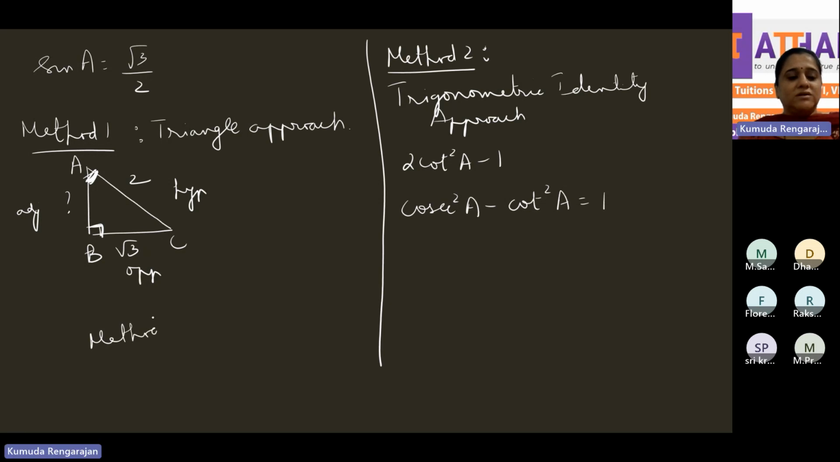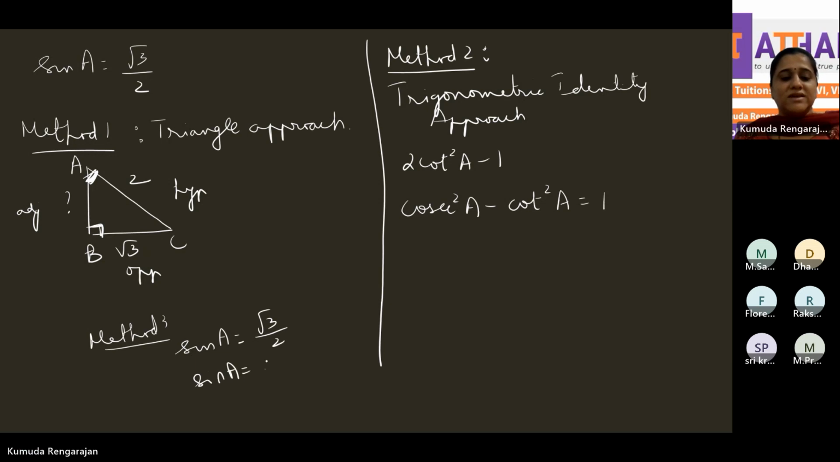Okay, so the third method, children. See here, sine A is equal to root 3 by 2. You substitute root 3 by 2 with sine 60 degrees, because we are writing the equivalent. Root 3 by 2 is also sine 60 degrees, because on the other side also we have sine A. If on the other side we have cot, or cos A, you must write in cos. Both the sides you must have the same ratio. Then only you can compare.